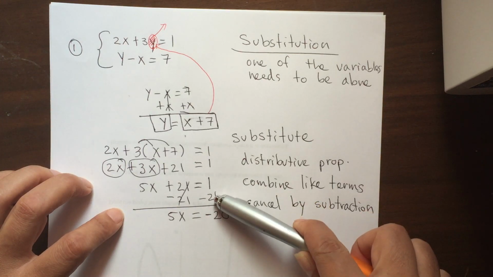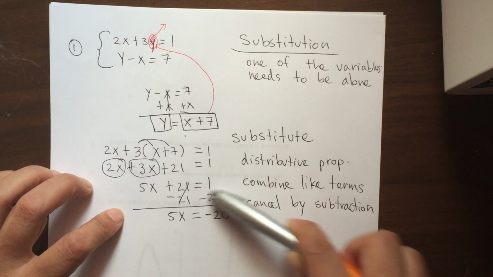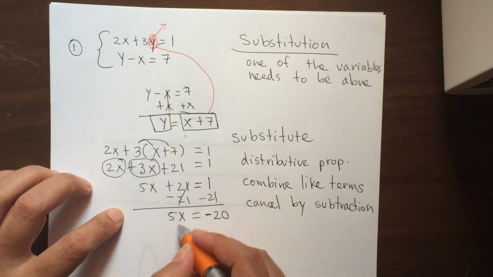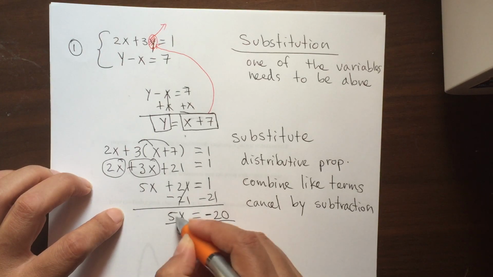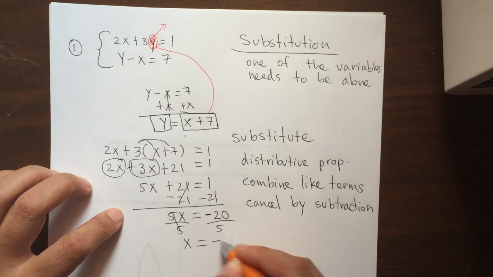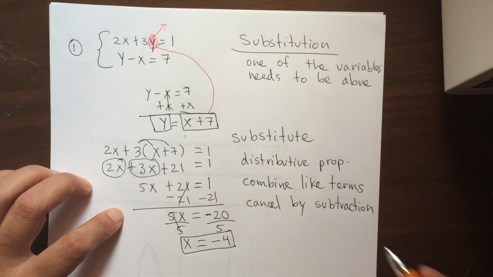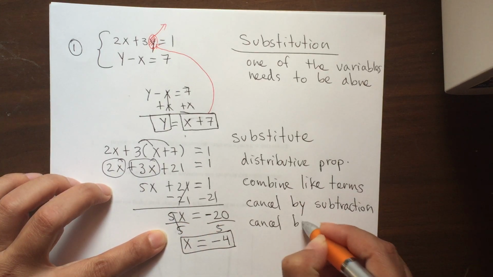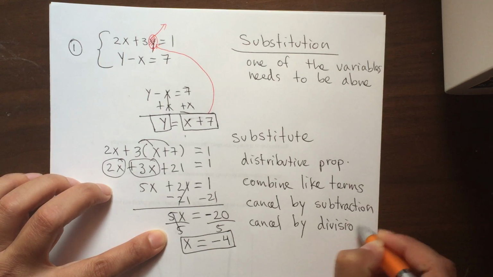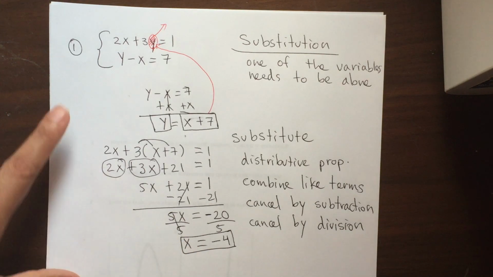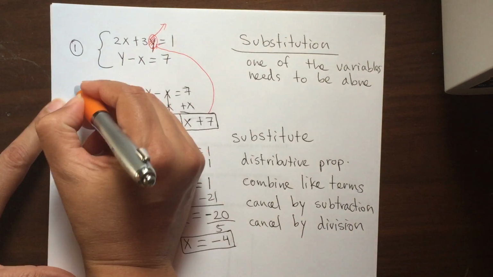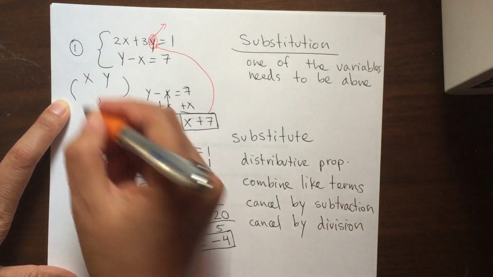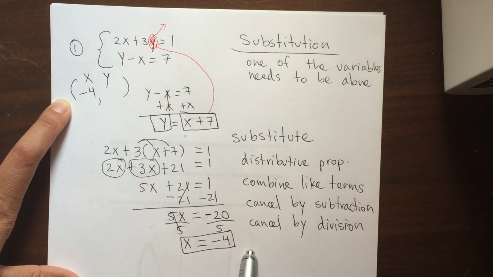Remember that if we have a positive and a negative, we subtract and leave the sign of the bigger one. Okay, so 21 minus 1 is 20, and the bigger one is a negative. Divide both sides by 5, and x is equal to negative 4. So I already found, oops, I forgot to write in here. We're canceling by division. So we already have x. Remember that we're looking for the point where the two lines would meet. And this is, x is negative 4.